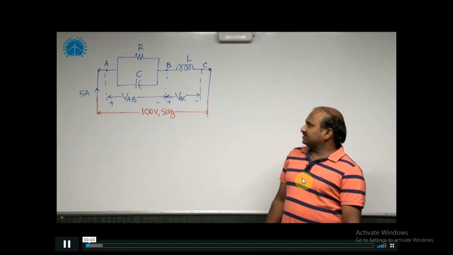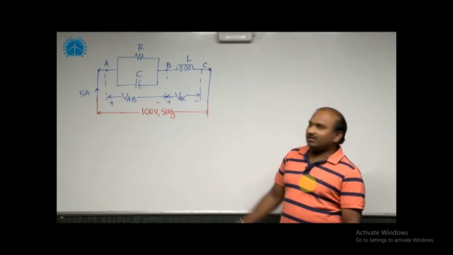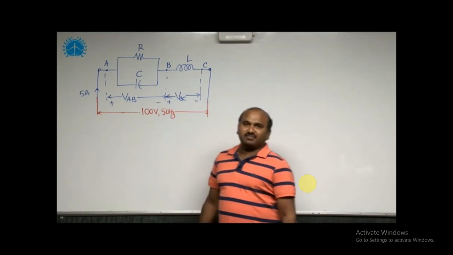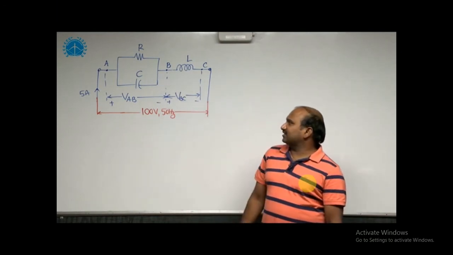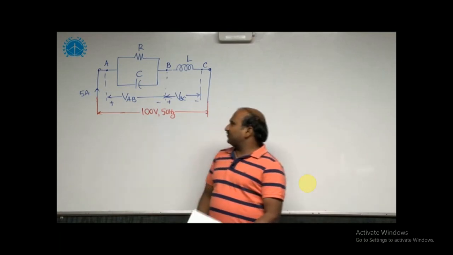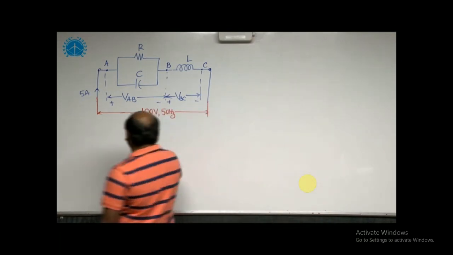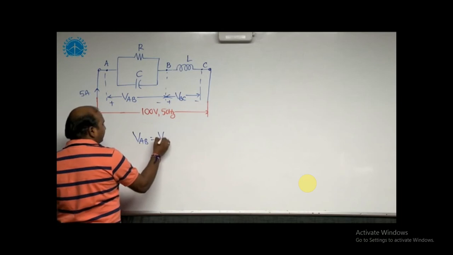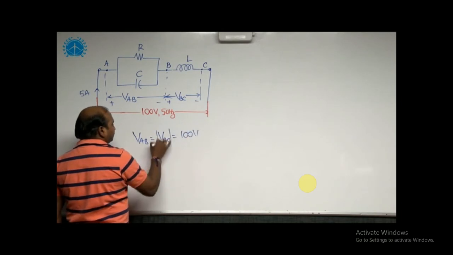Right, for this AC excitation, this is the combination of R, L, C. As per the given circuit, R and C are connected in parallel, and the total combination is connected in series with the inductor. Here, we are given the magnitudes of VAB and VBC, which are VAB is equal to VBC is equal to 100 volts. This is the magnitude.